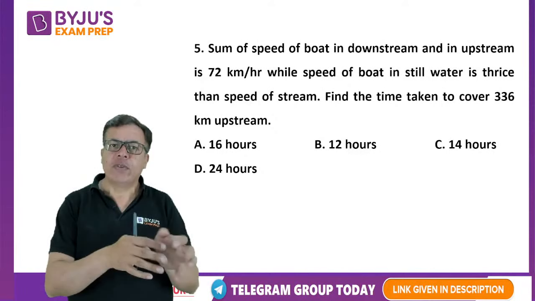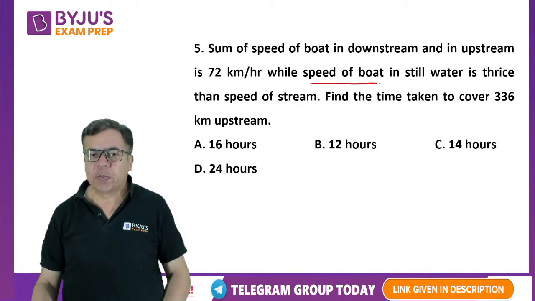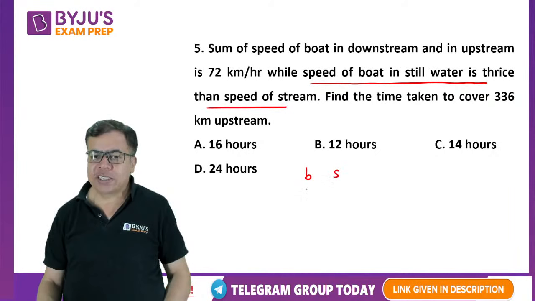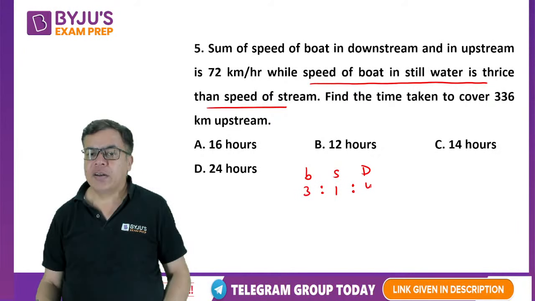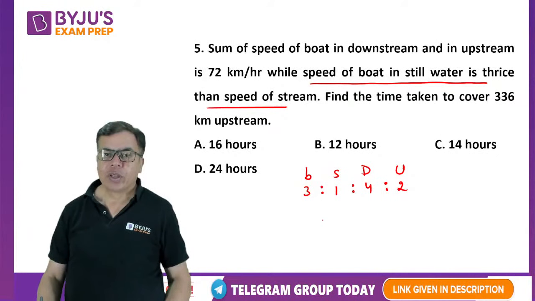See, here he is saying speed of boat in still water is thrice the speed of the stream. So you write here boat, stream, it is 3:1. So that means downstream will be 3+1. Upstream will be 3-1, right? Now he is saying sum of the speed of boat in downstream and upstream is 72.